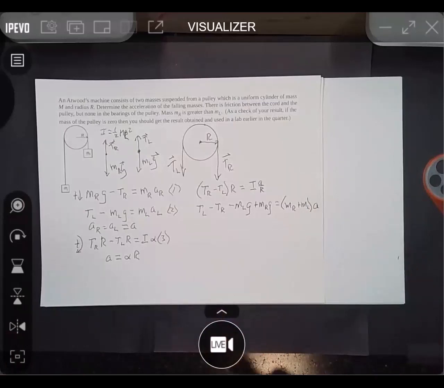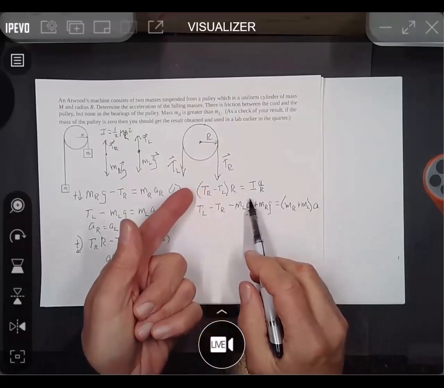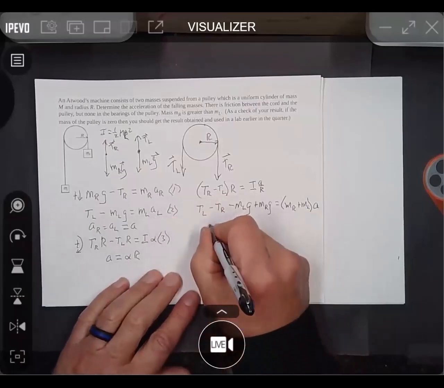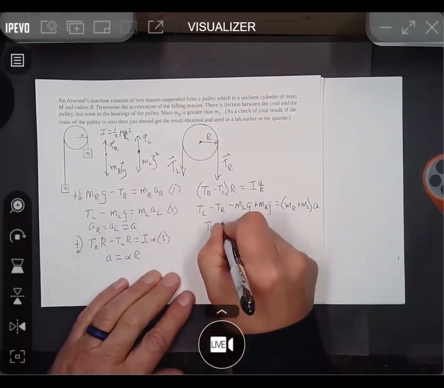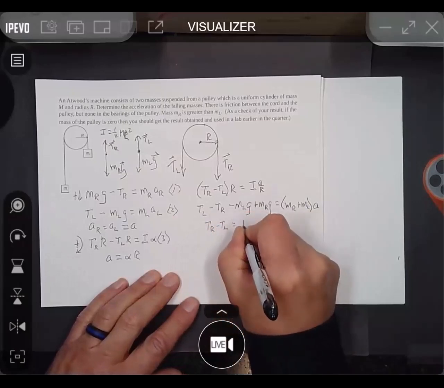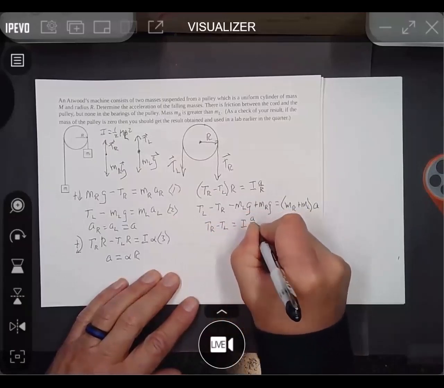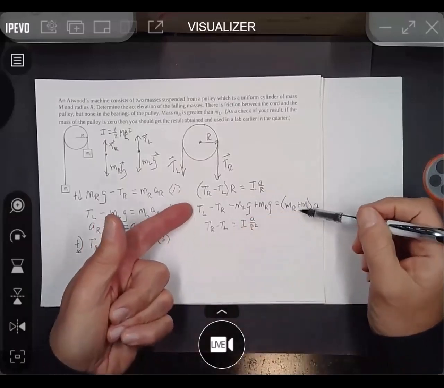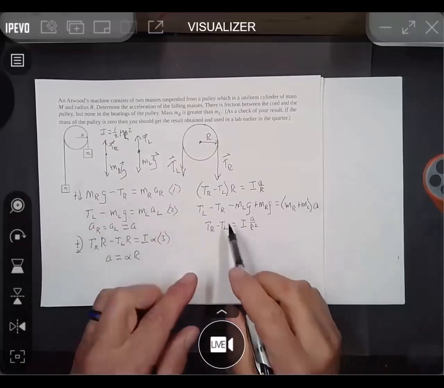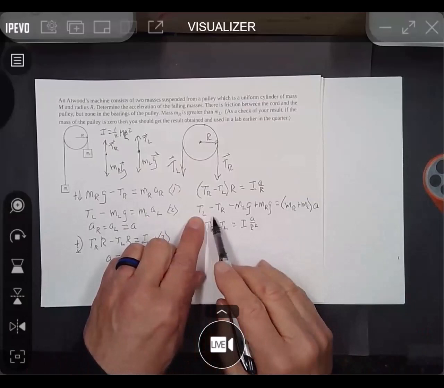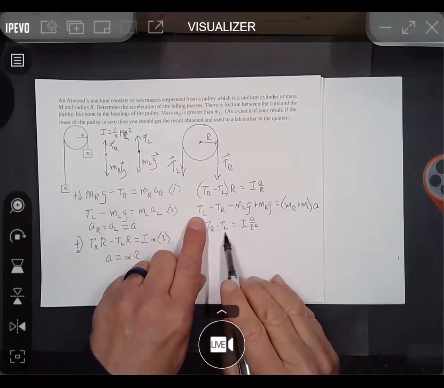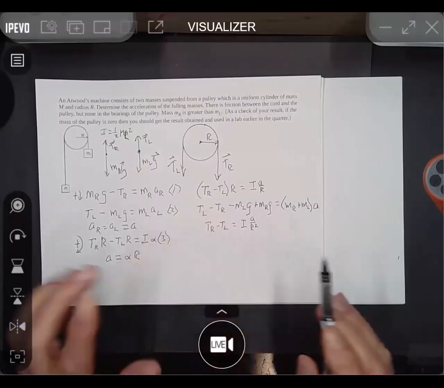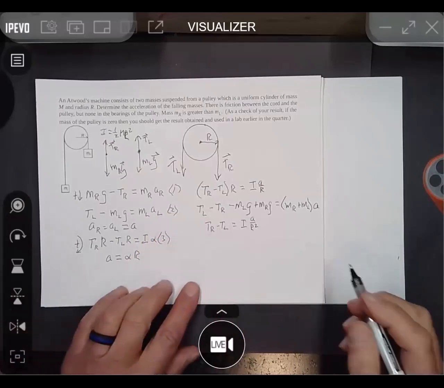eliminated so far. On this equation here, if I divide both sides by R, this equation would become T sub R minus T sub L equals I times the acceleration over R squared. Now, if I add these two equations together, this T sub L will add to the minus T sub L and give me 0. This minus T sub R will add to that, and I've eliminated the tensions from the equation.